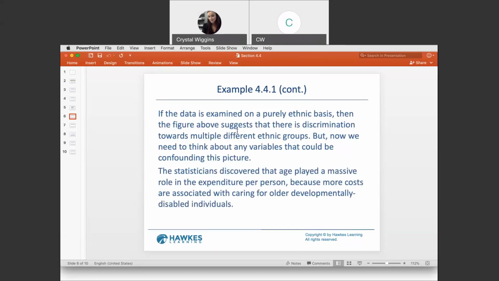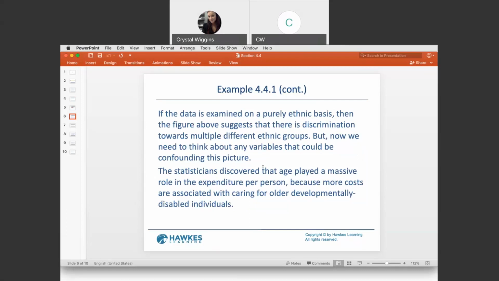If the data is examined on purely ethnic basis, then the figure that we just were looking at suggests that there is discrimination towards multiple different ethnic groups. But now we need to think about any variables that could be confounding in this picture. So recall, confounding variables are variables that directly affect the results of our study, but we weren't trying to test for those particular variables and how they affected our study. In many cases, confounding variables are so hidden that we don't even think about them, or we have not designed an experiment to eliminate or alleviate their effect on the results.